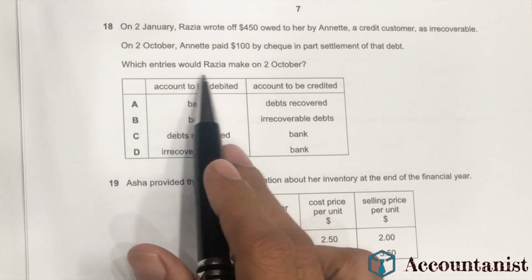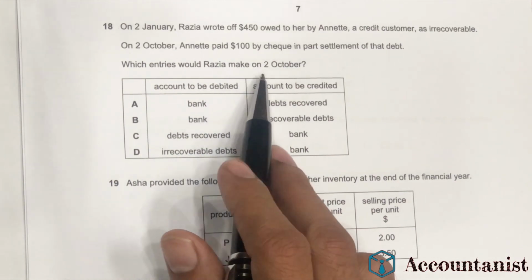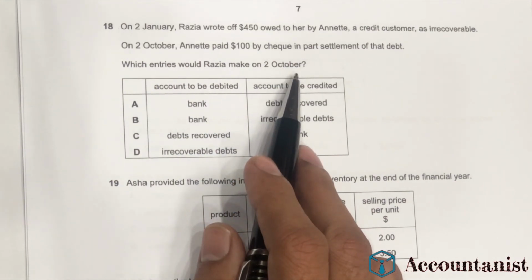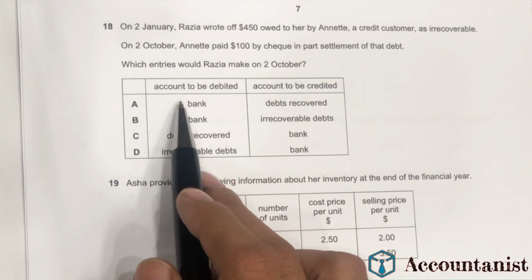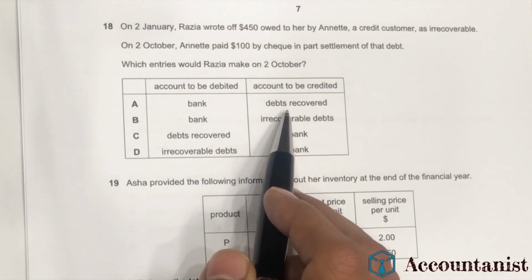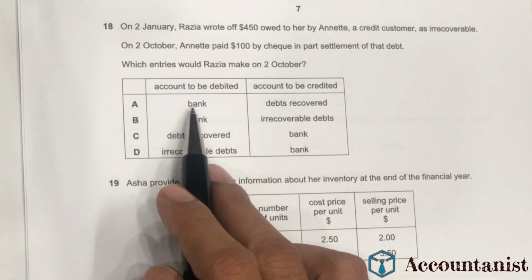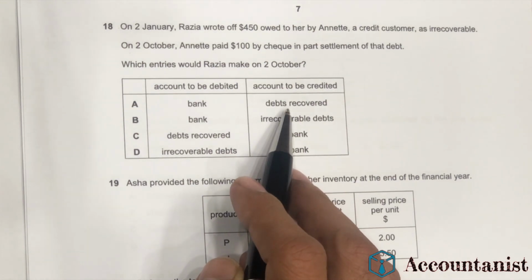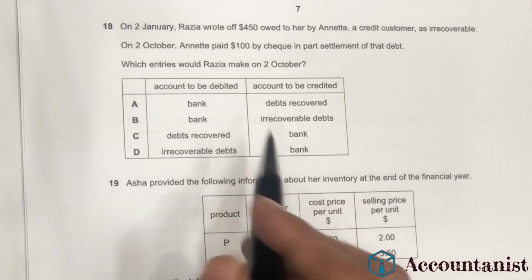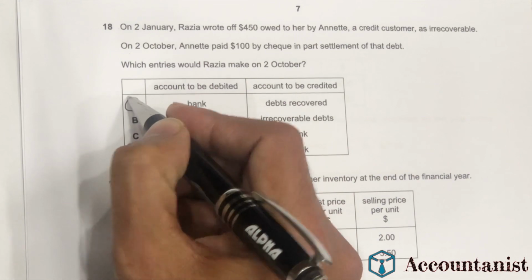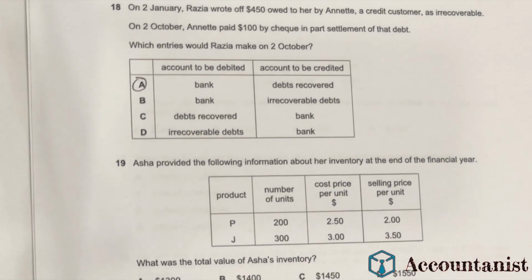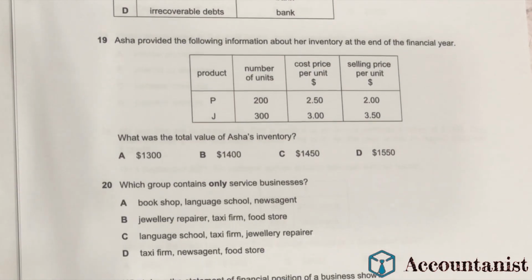Which entries would Razia make on 2nd October? Obviously the bank account is going to be debited and the debts recovered account is going to be credited. We are not going to credit the irrecoverable debts account, so we debit the bank and credit the debts recovered account. So that's question number 18. Option A is the right option. The next is question number 19.